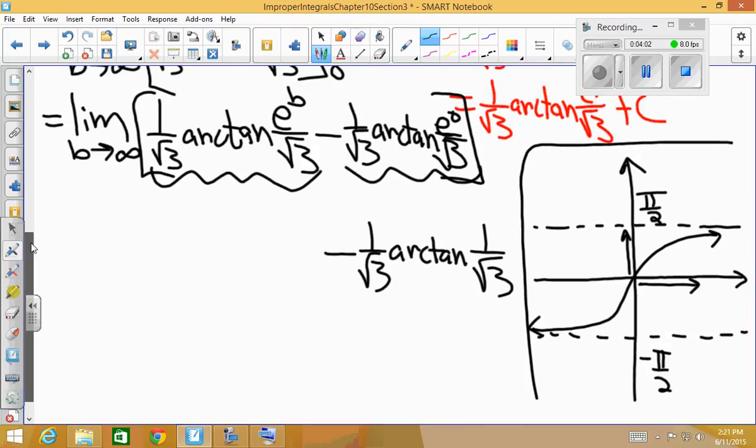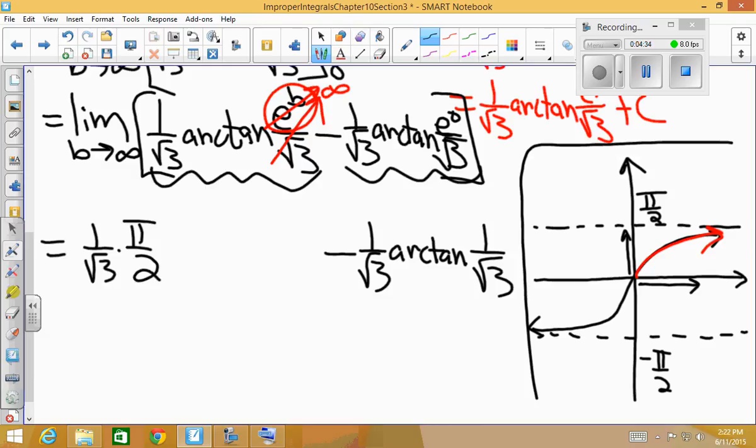b is getting closer to infinity, so e to the b is getting closer to infinity. When you divide that by the square root of 3, you're still getting closer to infinity. So you're taking the arctangent of something that's getting larger and larger. And as we already said in the graph, that arctangent then approaches pi over 2. So this limit becomes 1 over the square root of 3 times pi over 2, minus 1 over the square root of 3 arctangent of 1 over the square root of 3.